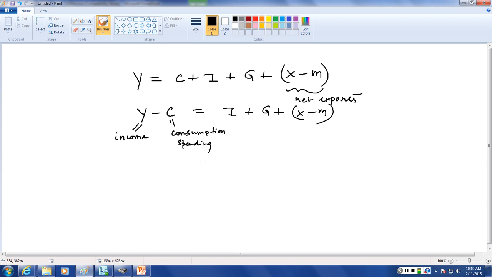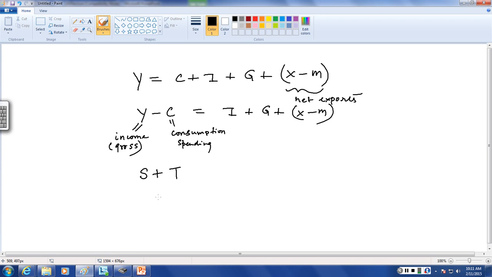Saving, is that correct? Now, let me say that this income here is gross income. This is income before taxes. So if this is income before taxes, remember you still have to pay your taxes. So from your gross income, if you subtract consumption spending, what are you left with? You are left with savings plus the taxes that you will pay. Am I making sense here?